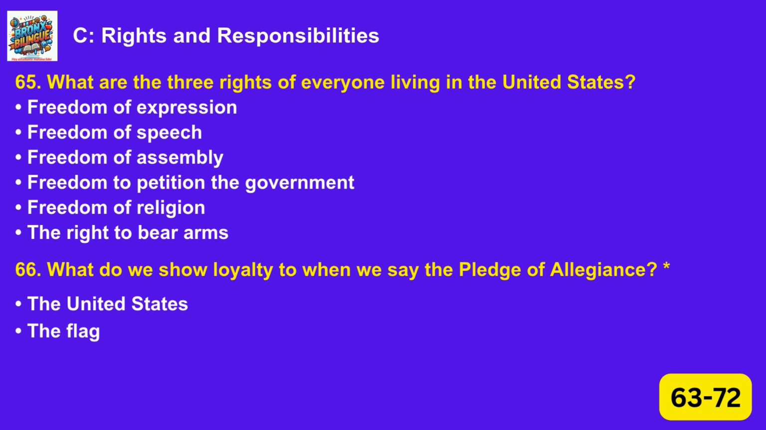65. What are the 3 rights of everyone living in the United States? Freedom of expression, freedom of speech, freedom of assembly, freedom to petition the government, freedom of religion, the right to bear arms. 66. What do we show loyalty to when we say the Pledge of Allegiance? The United States. The flag.